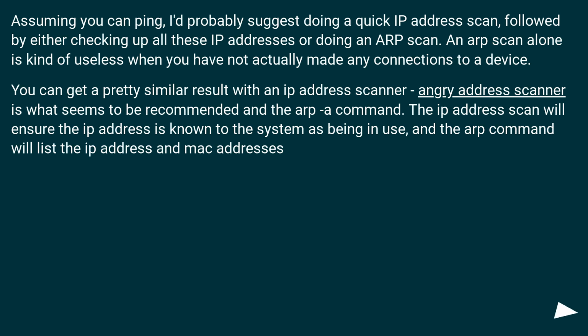Assuming you can ping, I'd probably suggest doing a quick IP address scan, followed by either checking all these IP addresses or doing an ARP scan. An ARP scan alone is kind of useless when you have not actually made any connections to a device. You can get a pretty similar result with an IP address scanner. Angry IP Scanner is what seems to be recommended with the arp -a command. The IP address scan will ensure the IP address is known to the system as being in use, and the ARP command will list the IP addresses and MAC addresses.